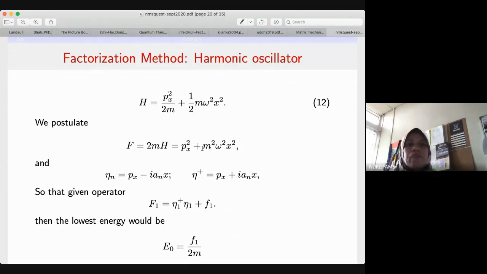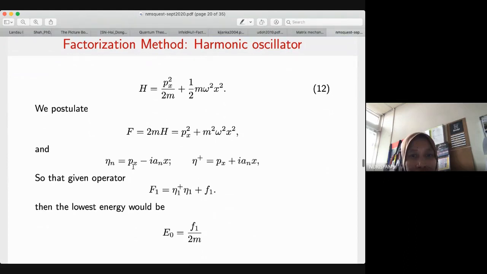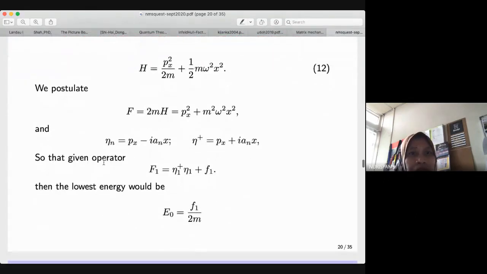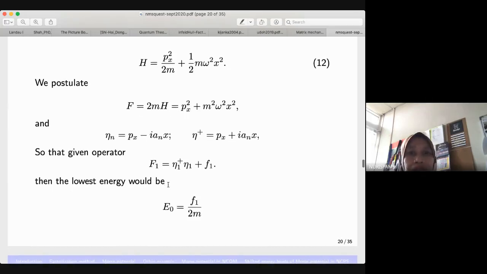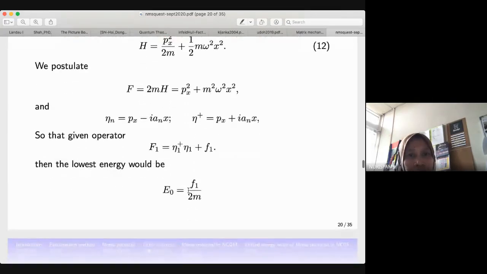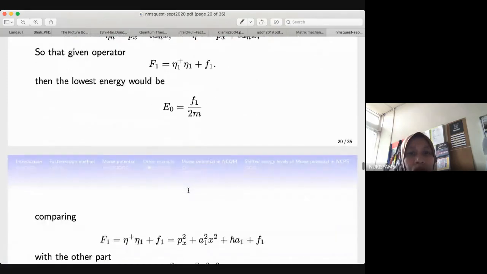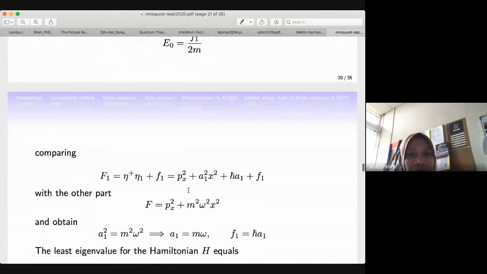Notice that we want to find the numbers eta n and eta n plus. Oh, sorry, it should be eta n here. So in a way, I choose the following, so that for a given operator, you have this expression: F1 eta 1 plus eta 1 plus F1. Then the lowest energy would be F1 over 2m. So what we are going to do next, again, is compare.